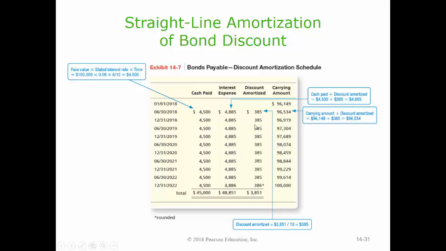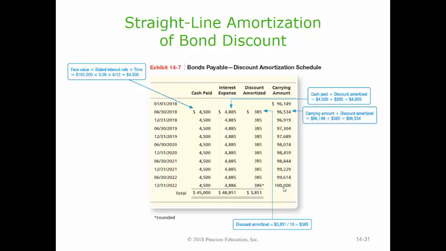And we will continue to do this throughout the entire 5-year life of the bond. Every 6 months, we are going to pay $4,500 in cash. We're going to amortize $385 worth of discount for a total interest expense of $4,885. Then we're going to add $385 to our last known carrying amount to find our new carrying amount. And as time goes on, it keeps going up and up, closer to the face value of the bond. After the last interest payment, we're going to have a carrying amount of $100,000, which is exactly the amount that we have to pay to our bond holders.